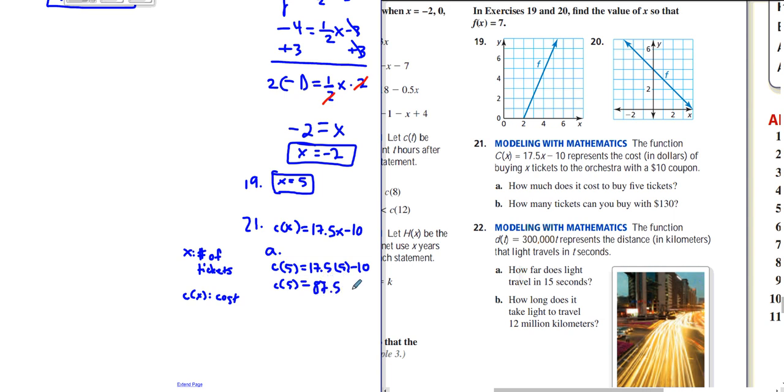All right, now this is a word problem, so we should write our answer out here in a sentence. So I'm going to say, again, this is our input, and there's our output, and X is the number of tickets, and C of X is the cost. So it will cost $77.50 to buy 5 tickets.